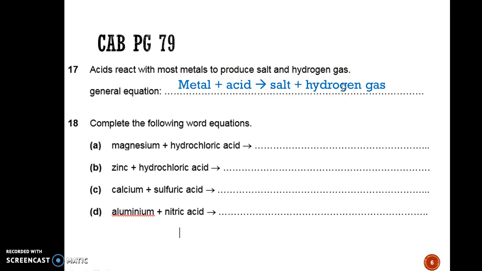So what has just happened is that a reaction has taken place. You have observed that there was bubbling, there was effervescence, and that's because of the production of the hydrogen gas as seen in the video itself. So the first reaction that we are going to learn today is that metal plus acid gives you salt plus hydrogen gas. This is known as the general equation.